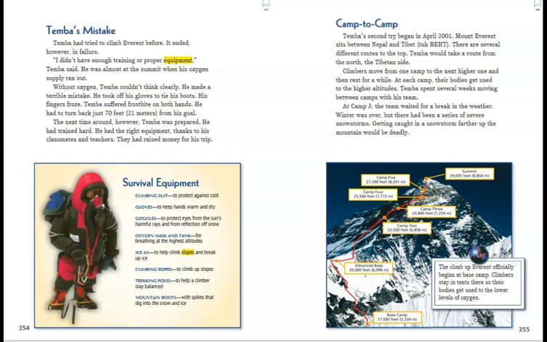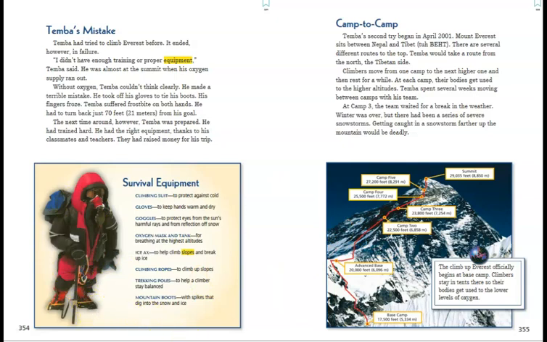Oh my goodness. The next time around, however, Temba was prepared. He had trained hard. He had the right equipment thanks to his classmates and teachers. They had raised money for his trip. So he was not going to let that stop him, right, guys? He got super close to his goal, and then he had to turn around and go back, and he didn't give up. That's awesome, right? That's perseverance for sure.